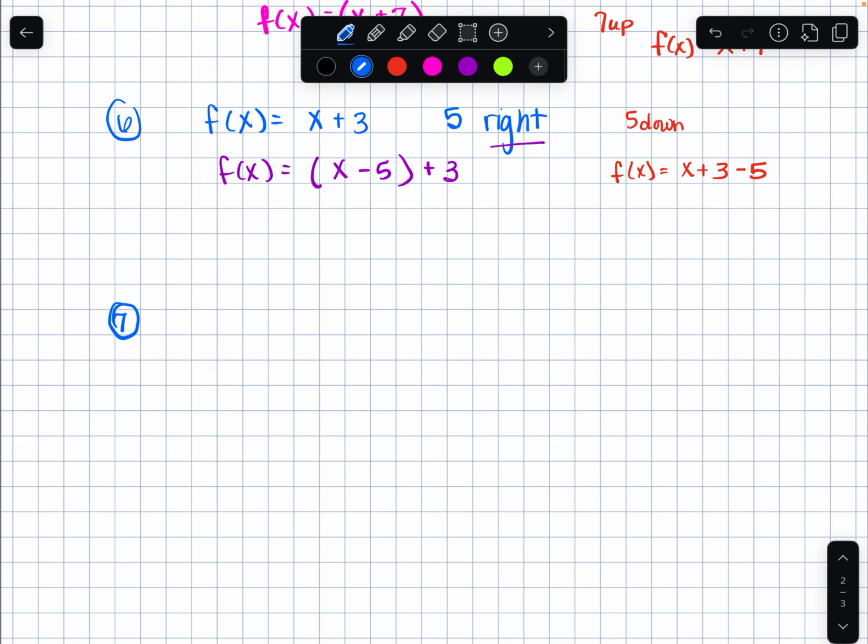Number 7. Okay, so number 7 is going to give you another starting point. So here's our starting point. F of x equals negative 6x. That's our starting point. What we want to do is stretch it vertically by a factor of 7.